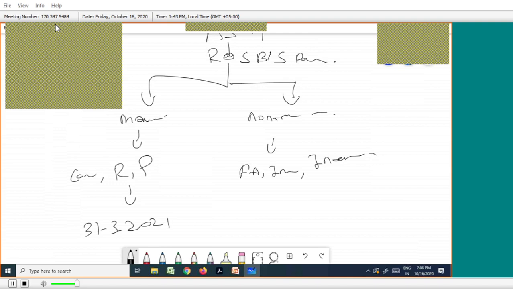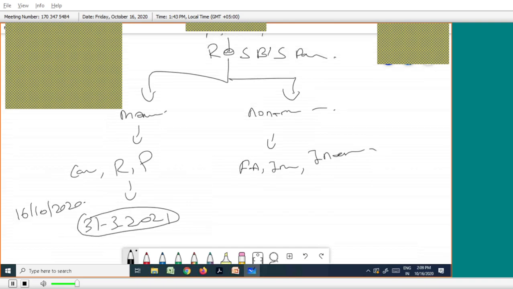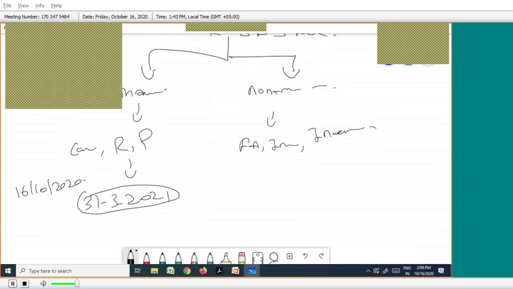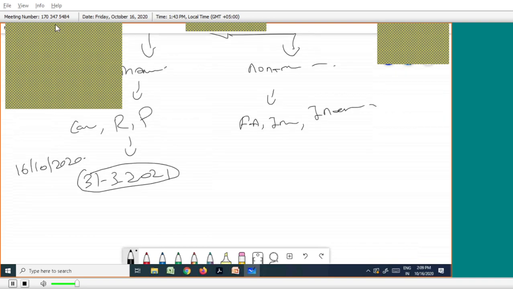Correct? Because the transaction happened on 16/10/2020. On this date, what happened? Still the payment is not made. In this case, they are classifying the assets into two categories: monetary item and non-monetary item.